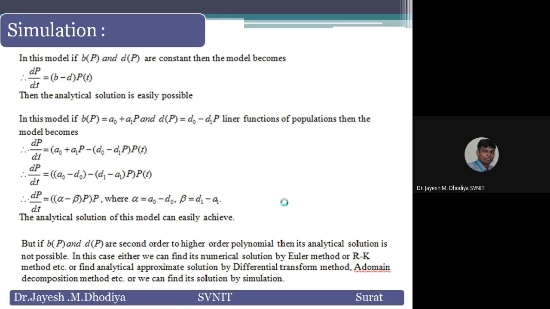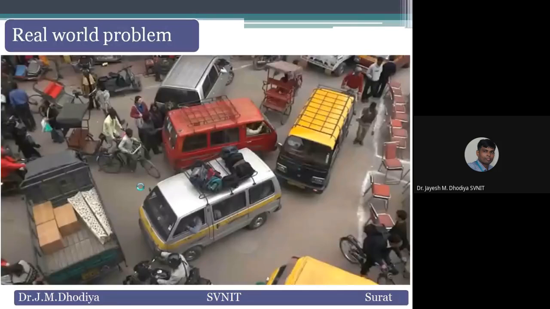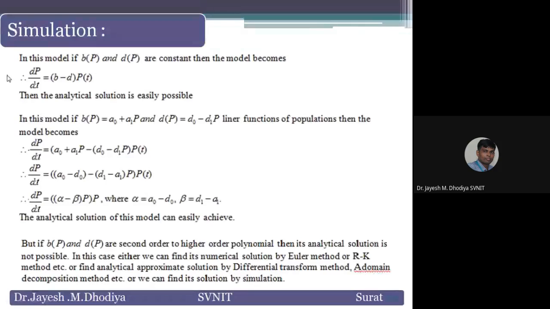What kind of simulation will we have? We can apply the range of B here. We have a range of B and a range of D from the past data. So you can put one value of B and one value of D, and then find its solution. Then again you can put another value of B and another value of D, and find a solution.